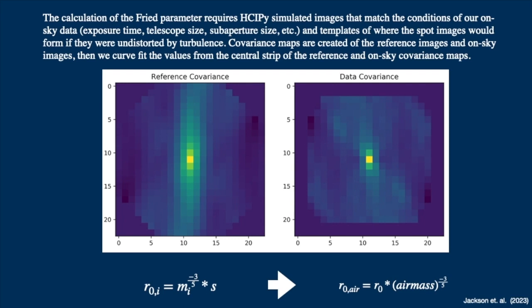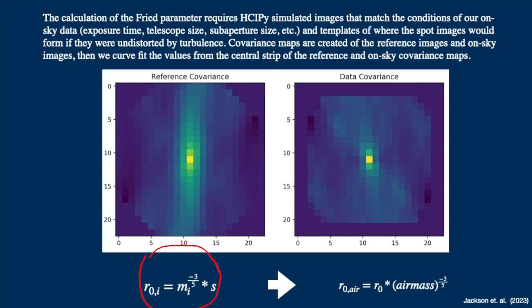We calculate auto-covariance maps of both our simulated images and our on-sky data, as visualized in this graphic here, where the simulated auto-covariance is on the left and the on-sky auto-covariance is on the right. We then fit the measured, or on-sky, covariance with the theoretical, or simulated, covariance, using the central strip from both of these covariance maps.